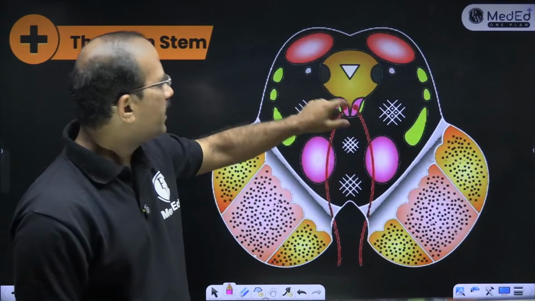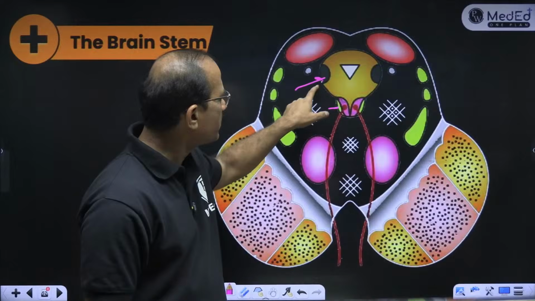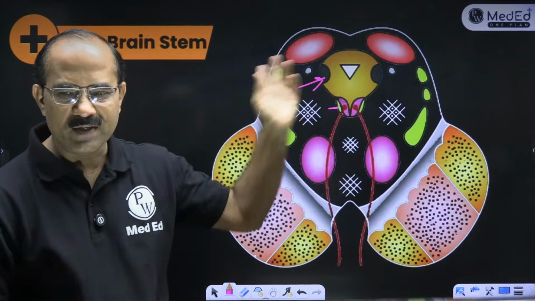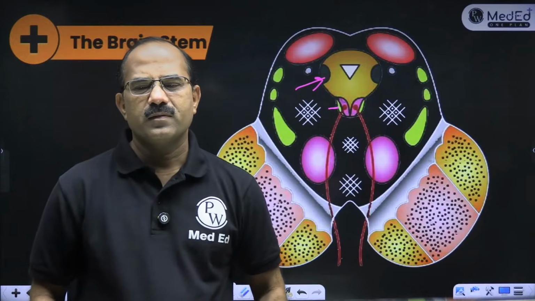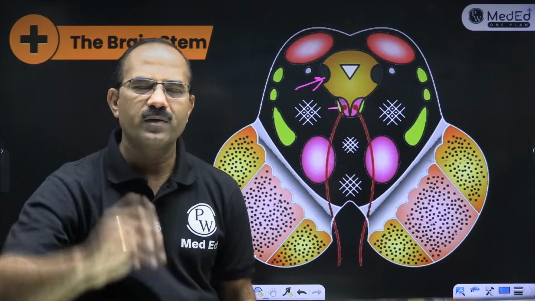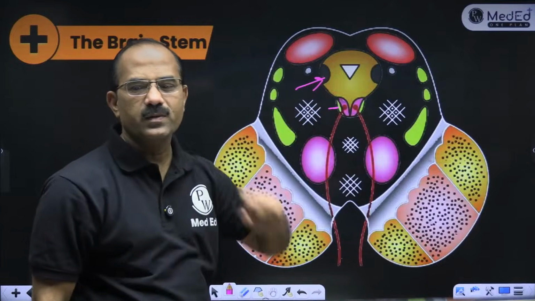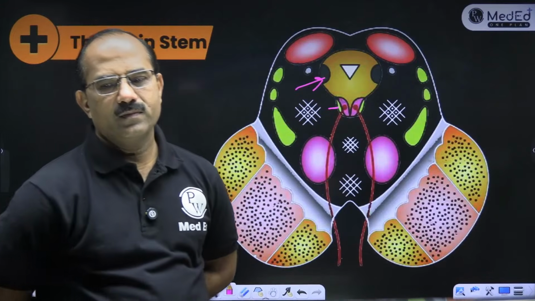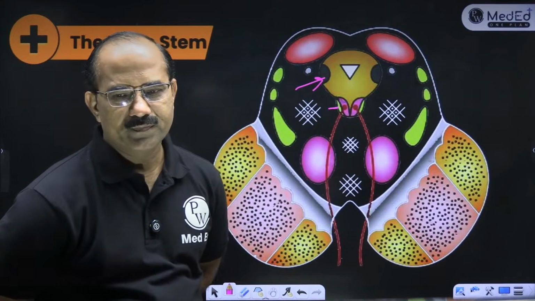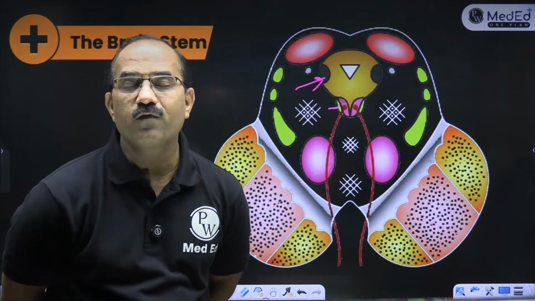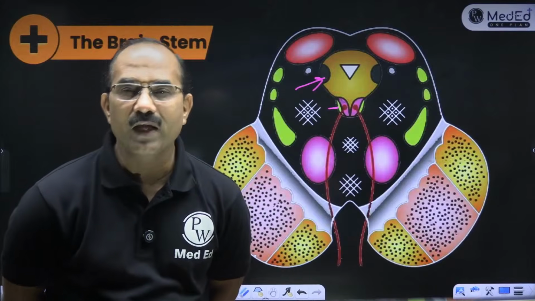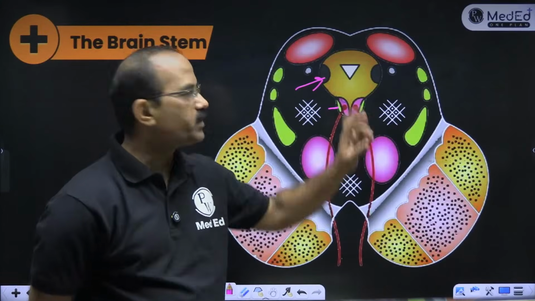Clear? Can anyone tell me what this nucleus is? Important topics I'll tell at the end. Okay. What is this nucleus? Any guesses? This is the mesencephalic nucleus of the trigeminal nerve.